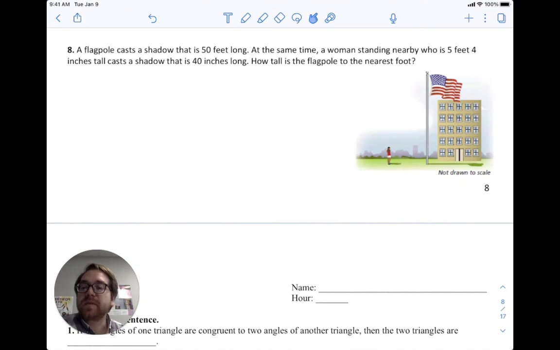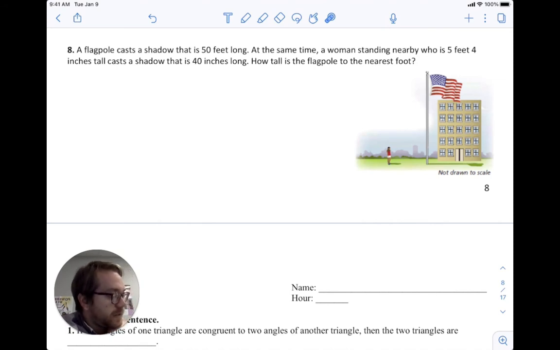All right, let's look at number 8 on that same page in your notes, and we're going to use this picture and our knowledge of similarity in order to figure out something about it. So we're told that a flagpole casts a shadow that's 50 feet long, and at the same time a woman standing nearby who is 5 feet 4 inches casts a shadow that is 40 inches long. How tall is the flagpole to the nearest foot?